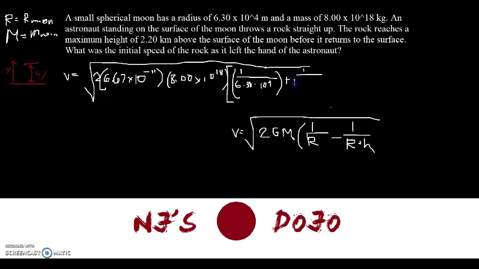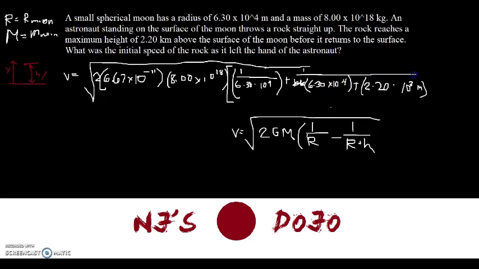1 over 6.30 times 10 to the power of 4, plus the height of the thrown object, 2.20 times 10 to the power of 3 meters.